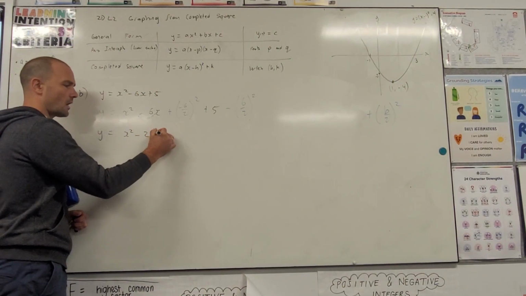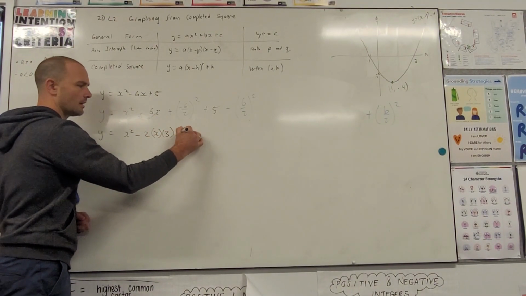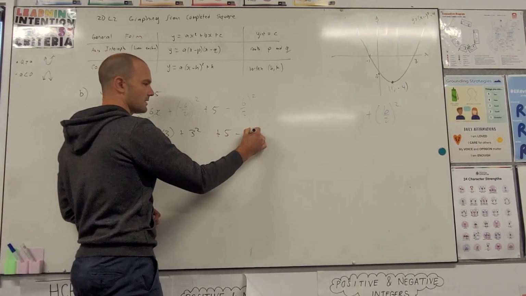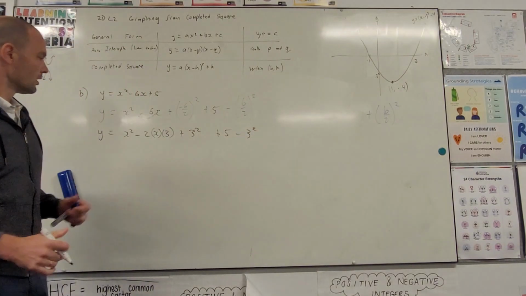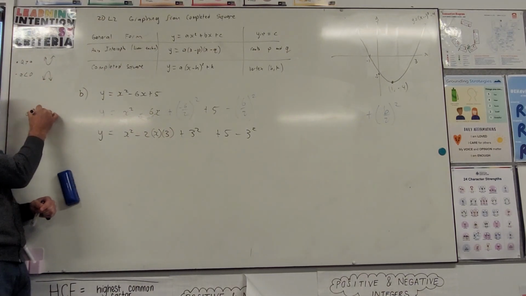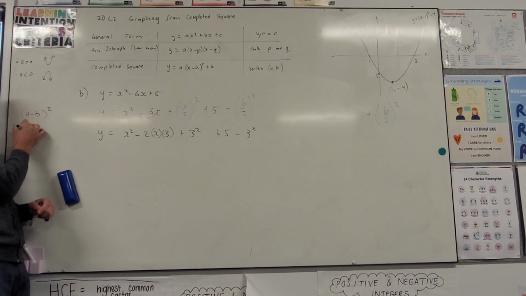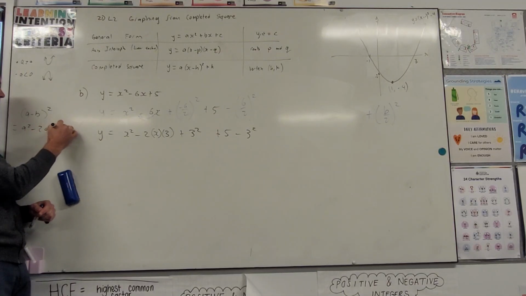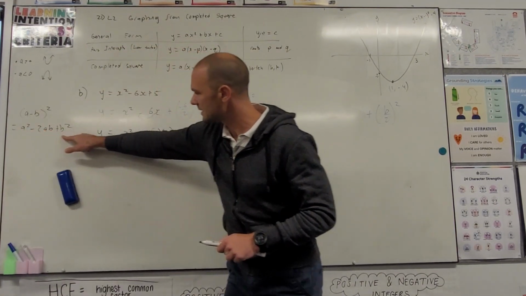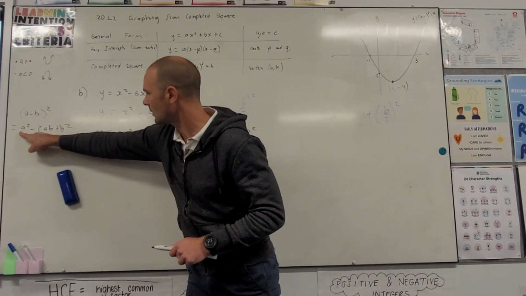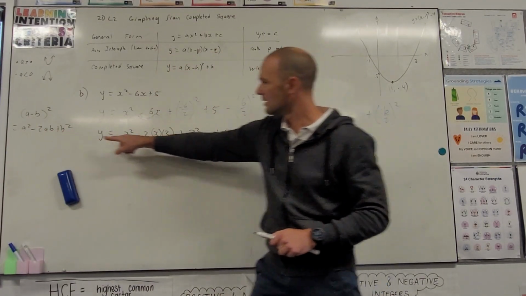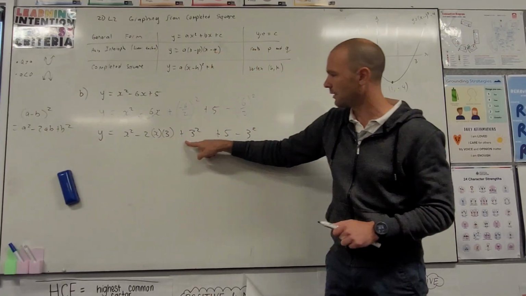Here we have 2 times x times 3, and here we have 3 squared. Over here we have plus 5 and take 3 squared. So this here is a perfect square. It takes this form: (a take b) squared is a squared take 2ab plus b squared. If we look, this is how it's presented to us. We have x squared, take 2 times x times 3, and then plus 3 squared.